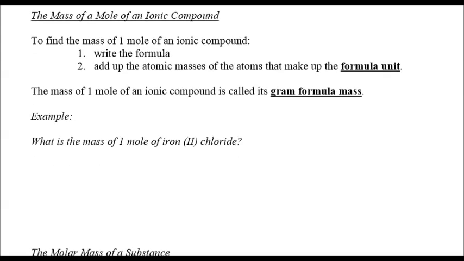An ionic compound is the exact same thing. An ionic compound is composed of formula units. This time it's called a gram formula mass. The Roman numeral 2 means iron's charge is +2. Chlorine's -1, so the formula is FeCl2. So we need to find the mass of iron and 2 chlorines. Iron from the periodic table is 55.8. Chlorine is 35.5 times 2, which is 71.0. So 126.8 grams.